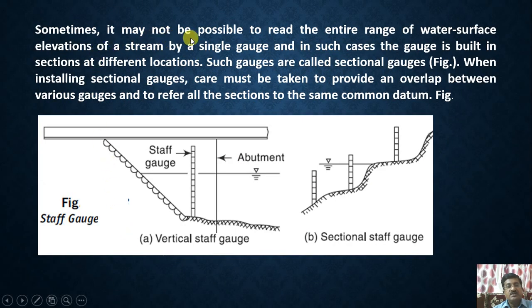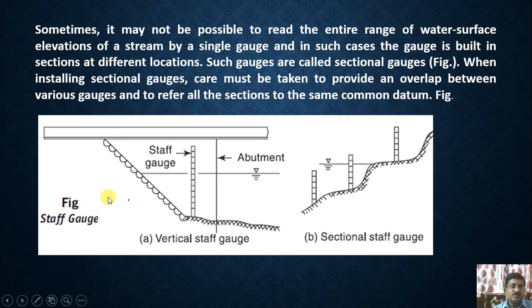Sometimes it may not be possible to read the entire range of water surface elevations of a stream by a single gauge, and in such cases the gauge is built in sections at different locations. Such gauges are called sectional gauges, which is shown in the figure. When installing sectional gauges, care must be taken to provide an overlap between the various gauges and to refer all the sections to the same common datum, which is shown in the figure.